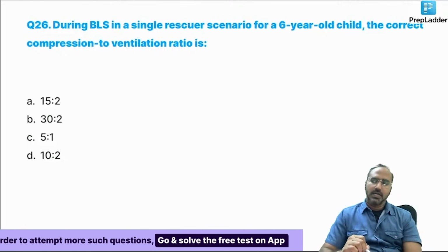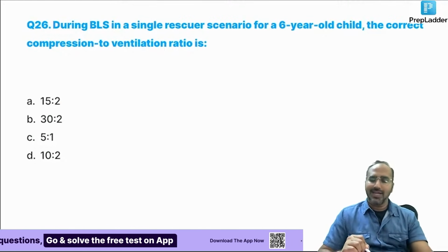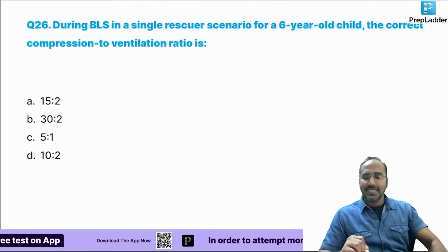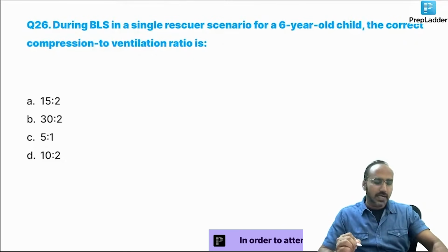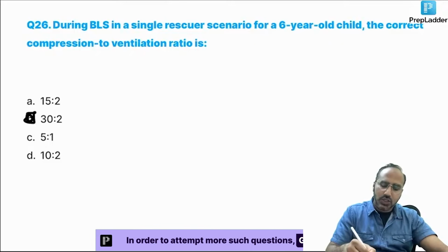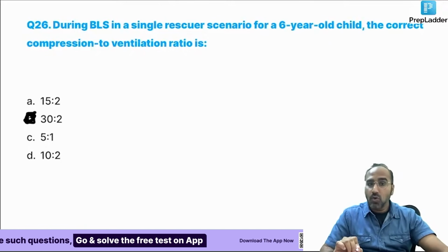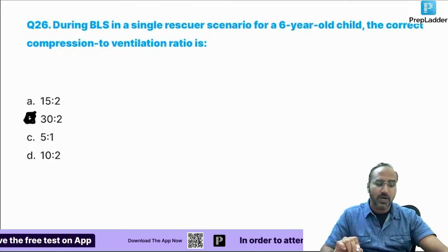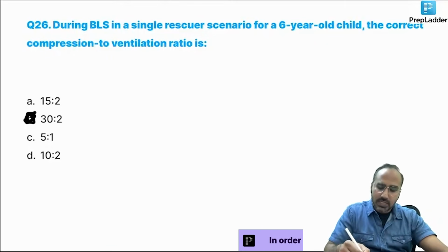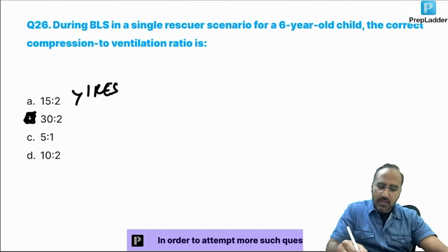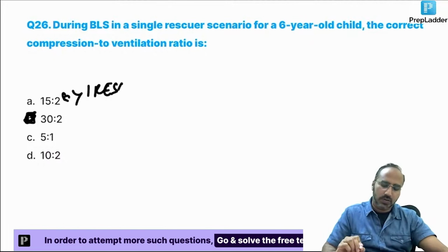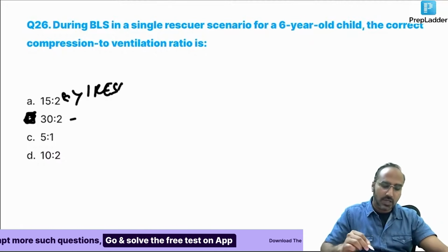Next, during basic life support in a single rescuer scenario for a 6-year-old child, the correct compression to ventilation ratio is 30:2. But if the question was saying more than one rescuer, then the answer should be what? More than one rescuer means you have to go for 15:2. But single rescuer, it is always 30:2.